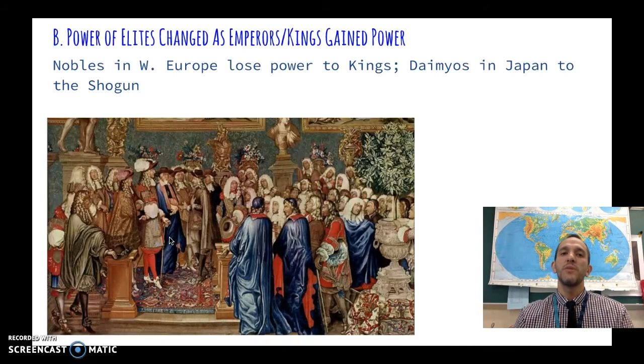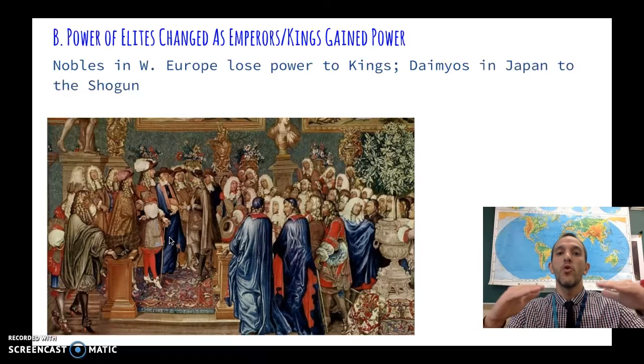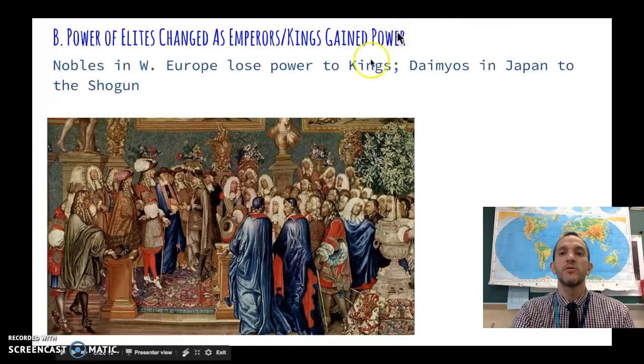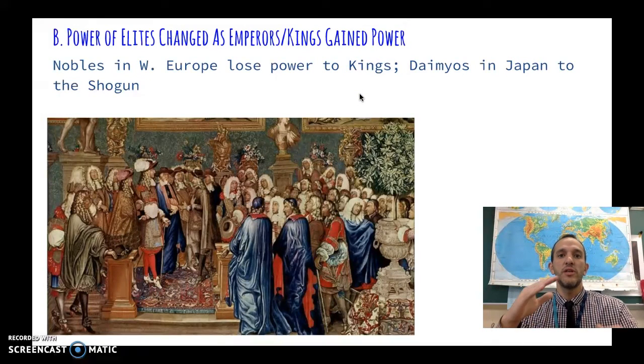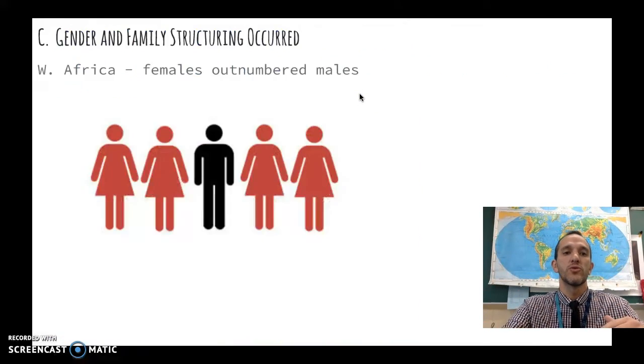Also, as people gain power, some emperors are going to start to gain power from all of this trade and all of this interaction. And nobles, for example, in Europe, which before had a tremendous amount of power in feudalism, are going to start losing power. Same thing with the daimyos in Japan. The shogun is going to start gaining power, and the nobles are going to start losing power as a result of all this trade. So we're seeing a lot of this movement in social hierarchies.